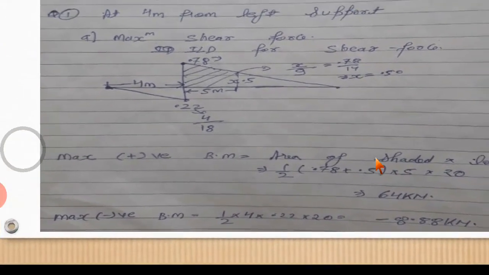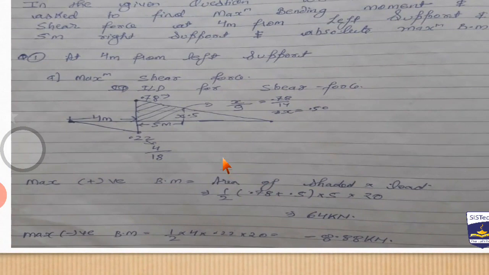Hence now this shear force diagram, the positive shear force diagram, is a trapezium. The area of a trapezium is given by half the sum of parallel sides into height. The parallel sides here are 0.78 and 5, which we have calculated. So half of 0.78 plus 5, into 5 height, that is half the sum of parallel sides into height into intensity of UDL. So here we will get 64 kilonewton.